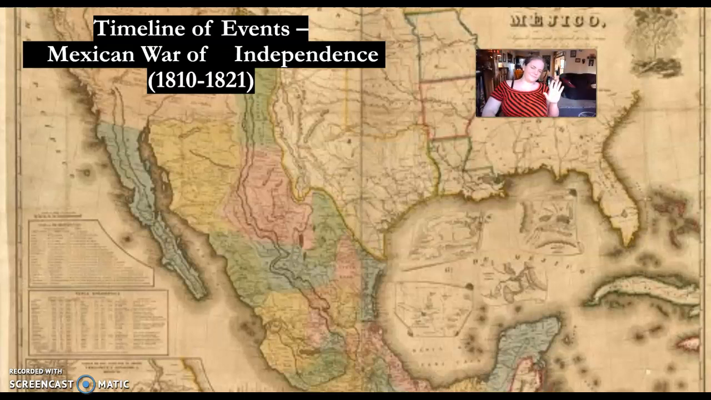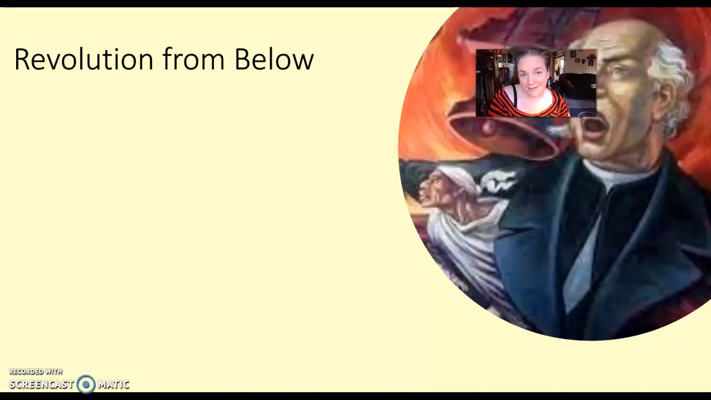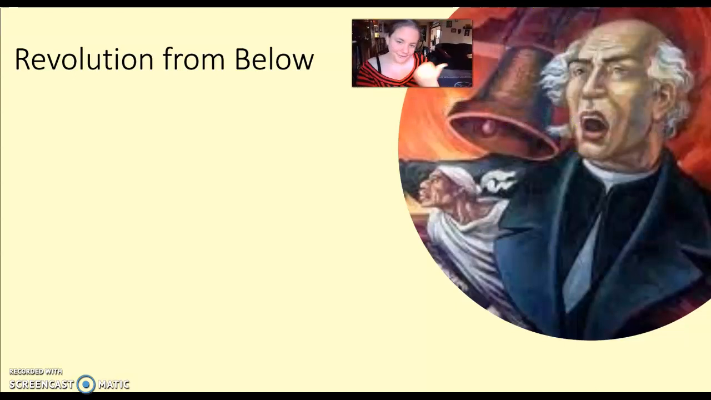So we'll start with a quick timeline of the events because it can get a little bit complicated. The Mexican War for Independence, much like every war for independence, isn't just finished in a couple of months. That's just not how that goes. The Mexican War for Independence lasted 11 years, from 1810 to 1821. The leader of it is Father Hidalgo, or at least in the beginning was Father Hidalgo.